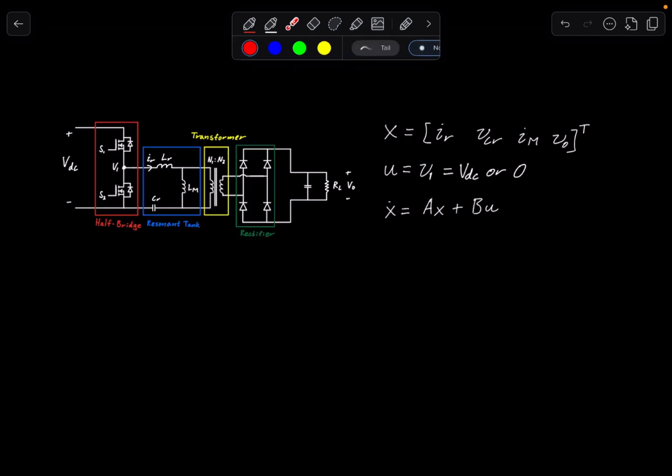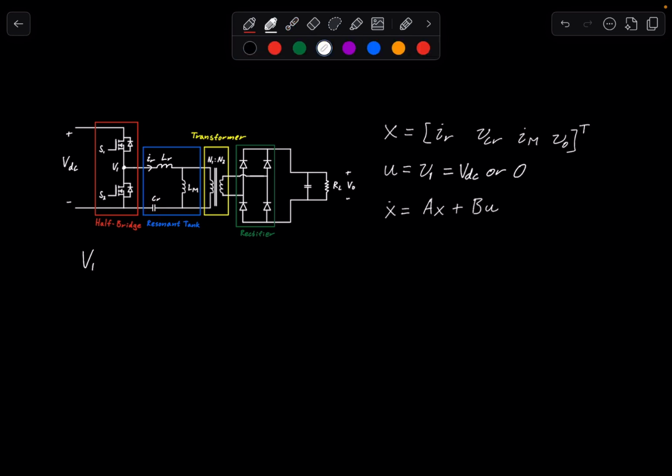Now I will show you how to find A and B in this state-space model. In order to do that, we need to find x dot, which is the derivative of x, and we need to find it given by x and u. That is basically what we want to do. We can start off by finding the derivative of IR, which can be found by looking at the voltages in the resonance tank. We know that V1 is equal to the voltage over this, plus this, plus this. So we just write that first.